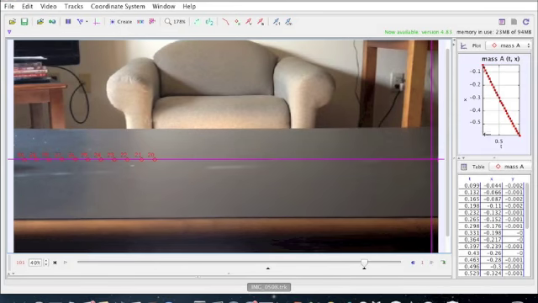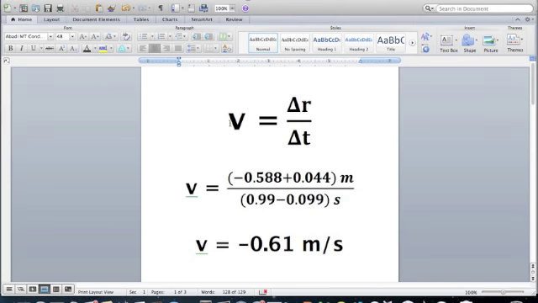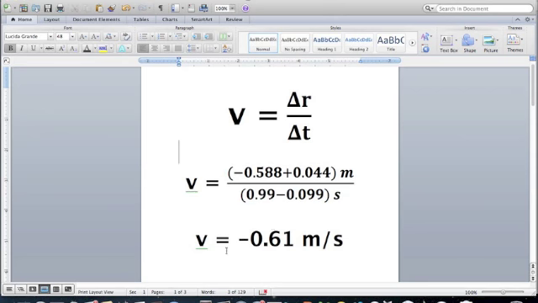Over to the right, we have a position versus time graph of the golf ball, and then this data is presented in a table in the bottom right, which we can then use to calculate the average velocity, specifically using the initial time and the final time, as well as the initial position and the final position. Using the equation velocity equals change in position over change in time, we can input the values found in Tracker, including the final position, the initial position, the final time, and the initial time. Using this, we can then find the average velocity to be negative 0.61 meters per second.